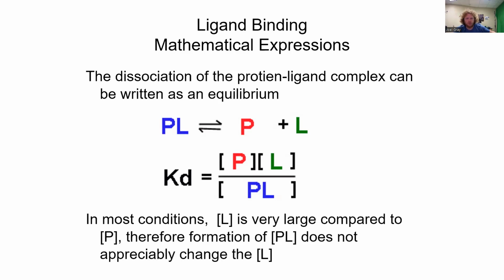Now, in most conditions, in most scenarios, the ligand concentration is very large compared to the protein complex. Therefore, the formation of PL does not appreciably change the ligand concentration. Effectively, there's going to be so much ligand in an environment that even if all of the protein was bound to the ligand, there's still a huge amount of free ligand floating around in the solution.